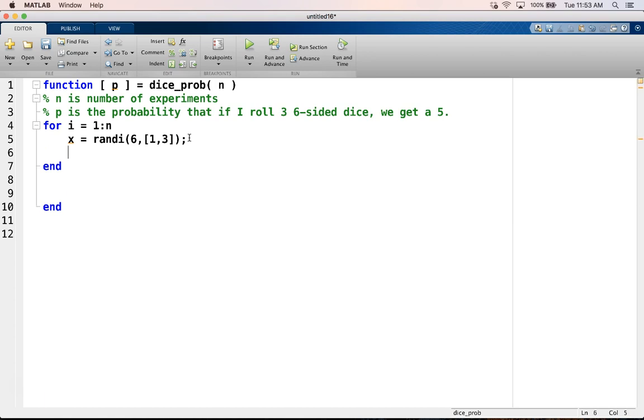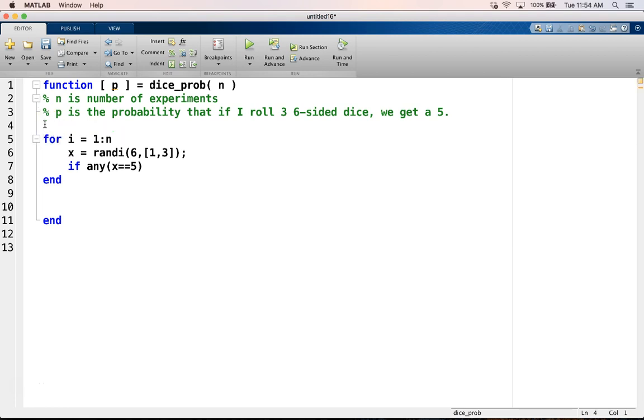And now I want to know, did I have a success or not? So let's test that. I'm going to do it in as succinct a way as I can. If any x equals 5. So remember, x equals 5 is going to be a 1 by 3 matrix of zeros and ones: 0 every time it's not equal to 5, 1 every time it is equal to 5. And this any is asking, is at least one of them equal to 5? So if any of these is equal to 5, then that counts as a success.